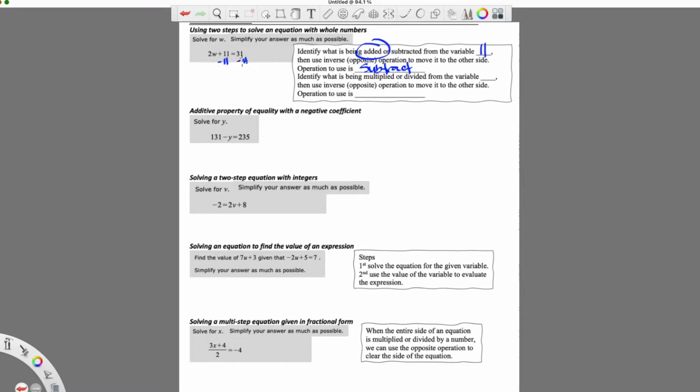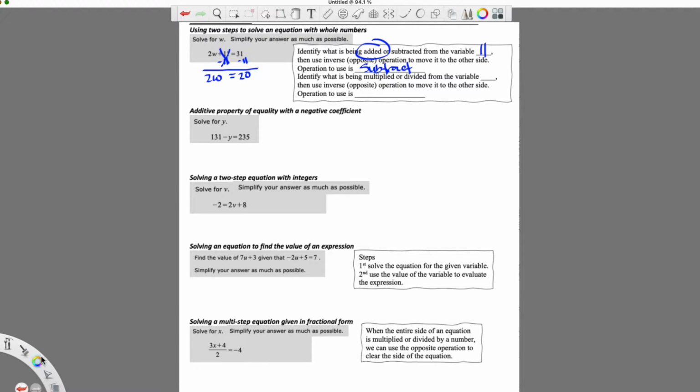Always think of this kind of like a little scale. There's sides here, and whatever I do to one side, I have to do to the other side. Okay, that keeps it balanced. It keeps it equal. So I haven't done anything with 2W, so it's going to just drop down here. 11 minus 11, well, that's 0. That's what we wanted it to be. It's no longer on that side by the variable. 31 minus 11, well, that's going to give us 20.